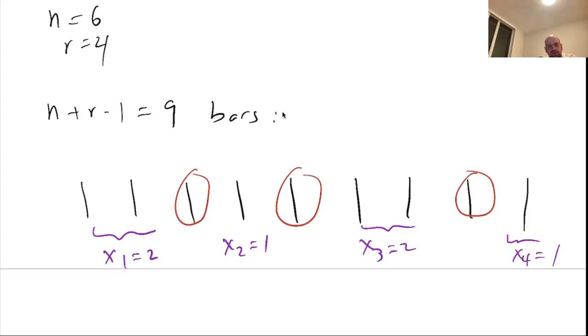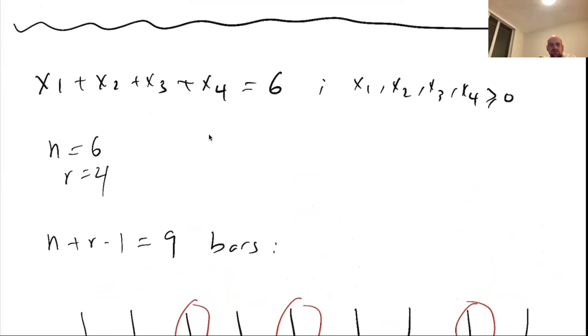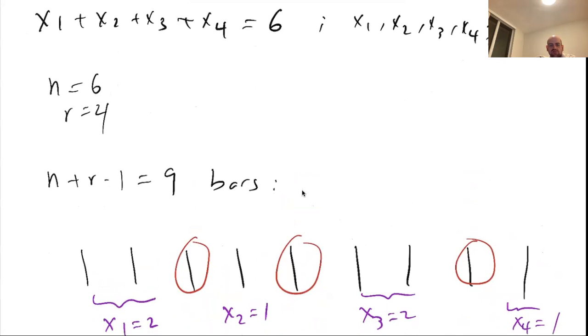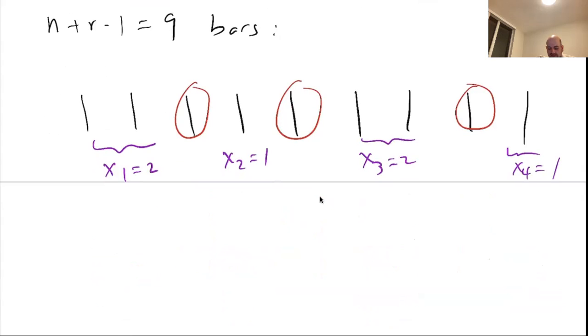So if I choose my 3 bars this way, then I will have this solution for my equation. And of course, x1 equals 2, x2 equals 1, x3 equals 2, x4 equals 1 is a solution for this equation, right? Because 2 plus 1 plus 2 plus 1 is 6. Now, if I change the 3 bars that I select, the solution will also change. Let me give you an example.